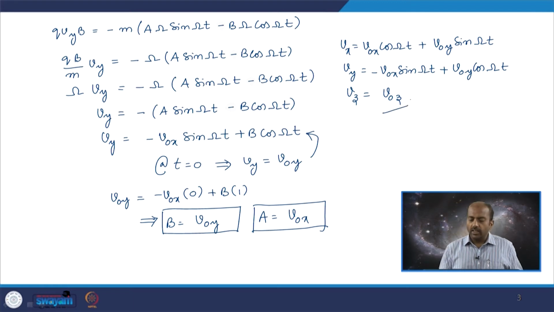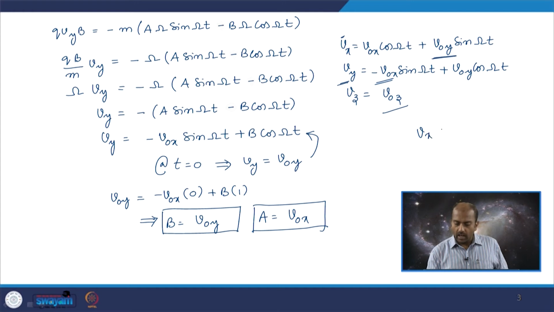Okay. And the second most important thing is the velocity along the x direction has an initial component of velocity along the y direction, and the velocity at any given time along the y direction has an initial component of velocity along the x direction. So, Vx has V0x and V0y, Vy at any given point of time has again V0x and V0y, and velocity Vz is just a constant along the z axis.